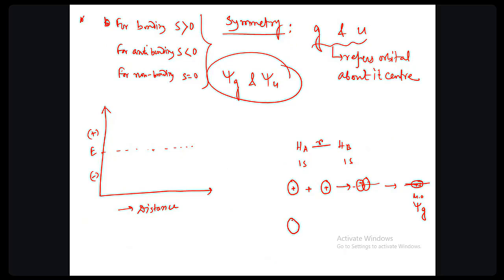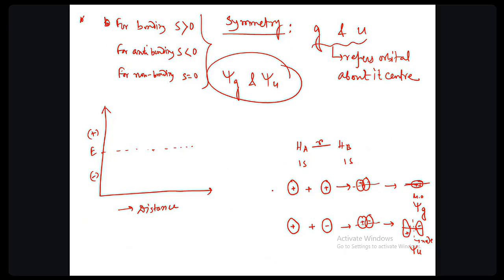But suppose one hydrogen atom is plus and the other is minus, and they try to overlap each other, plus with minus. What will form? We will see one lobe towards that side and another lobe towards that side. So there is a nodal plane. This is called psi u. It is the anti-bonding MO, psi u, ungerade, because there is no electron density between the nuclei on the nuclear axis.